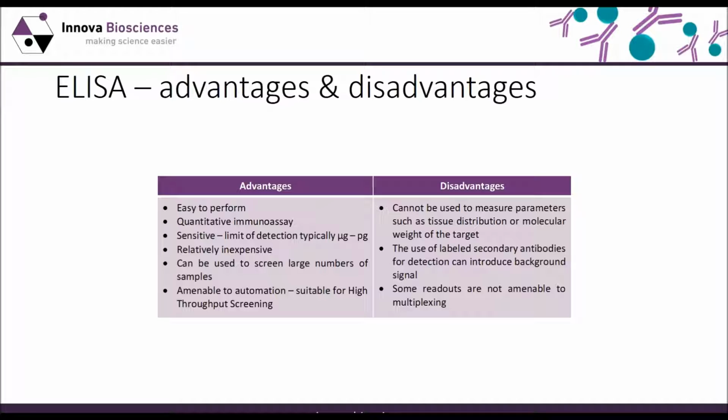The disadvantages of ELISA are less obvious. However, if the ultimate aim of the assay is to evaluate a parameter such as the tissue distribution or the molecular weight of the analyte, it would be wise to select an alternative method. If the ELISA is reliant on a labelled secondary antibody for detection, this can be a source of contaminating background signal. Finally, colorimetric ELISA readouts are not amenable to multiplexing, although this can be overcome through the use of fluorometric readouts.